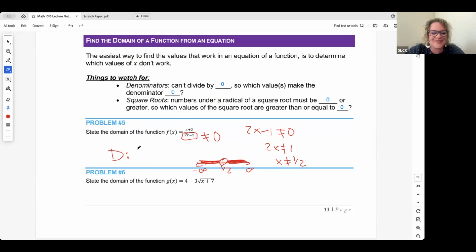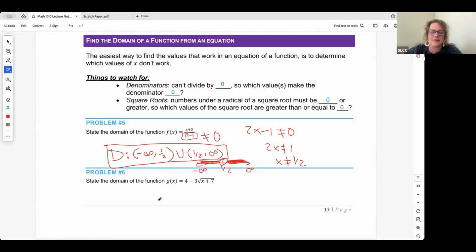I hope so. Let's go from negative infinity to 1/2, parenthesis because we cannot include 1/2. Then union 1/2 to infinity. Notice everything here is a parenthesis because we cannot touch infinity, and 1/2 is what we cannot input. If I input 1/2, the denominator will be 0, and there is no corresponding output. The domain says all the inputs that make the statement true.